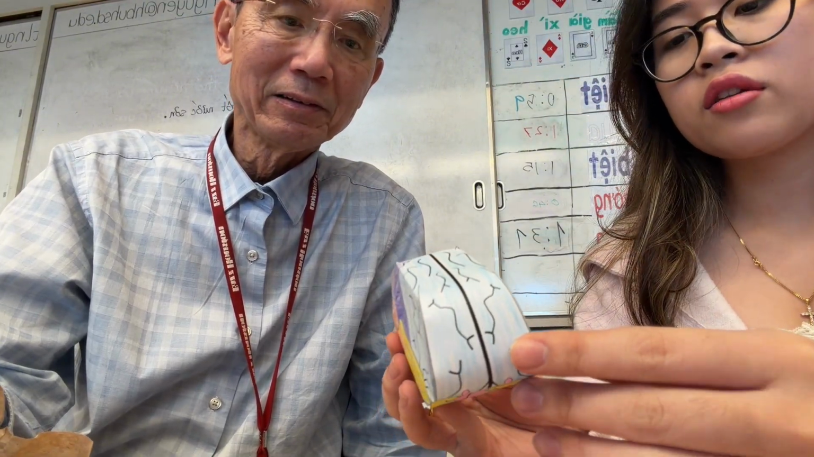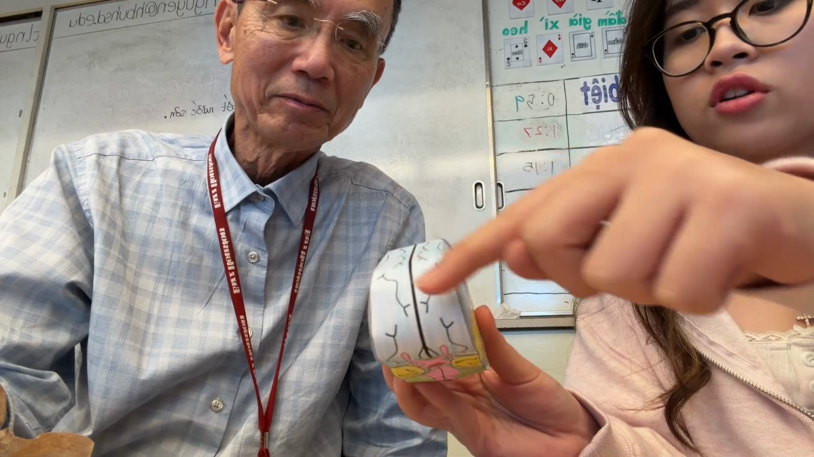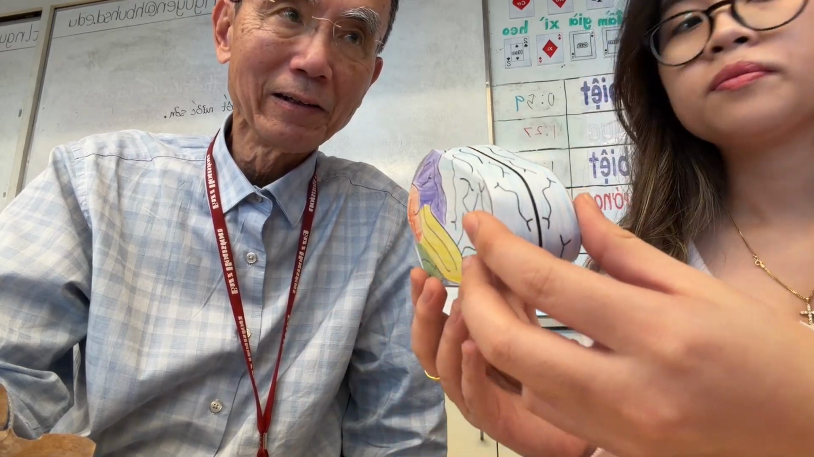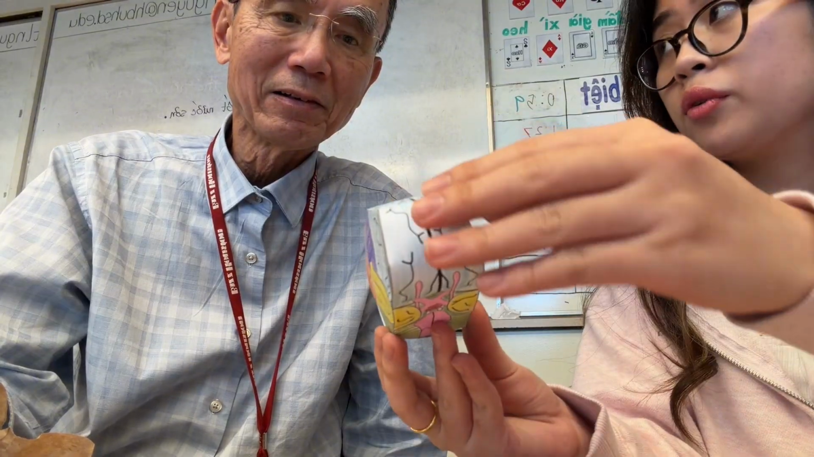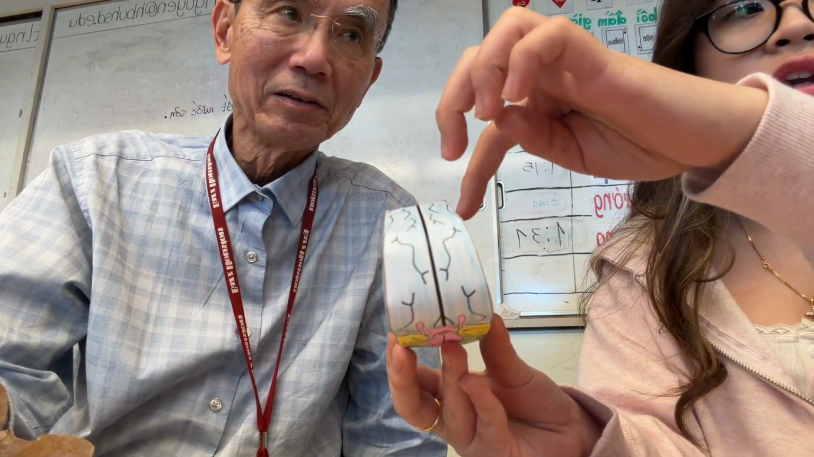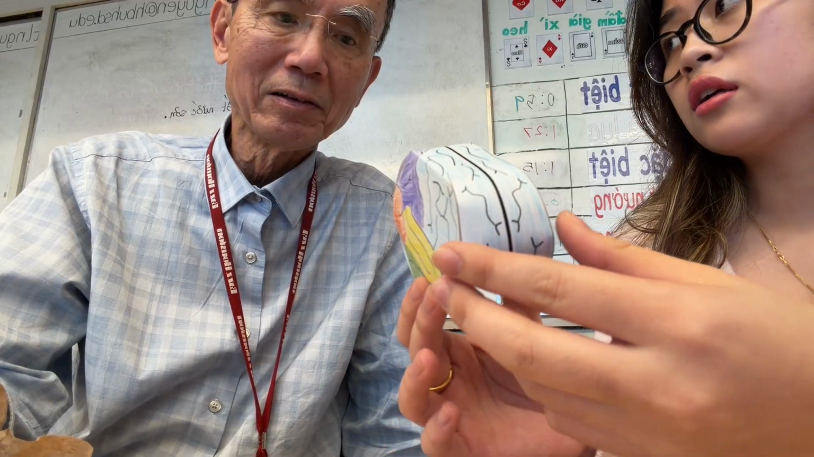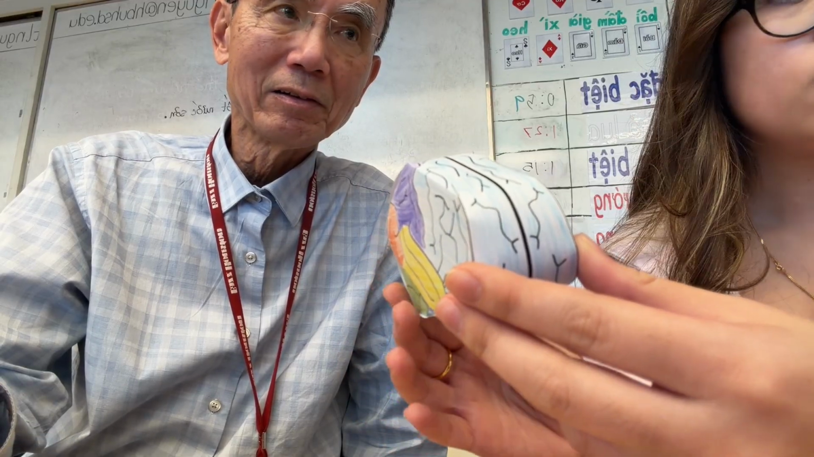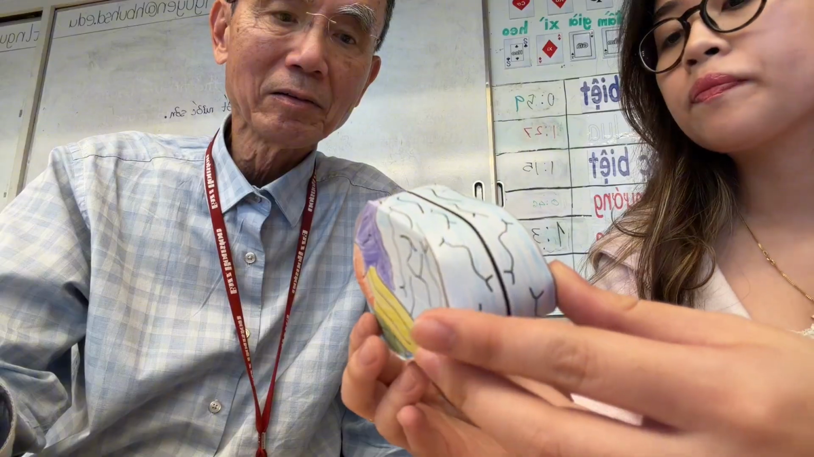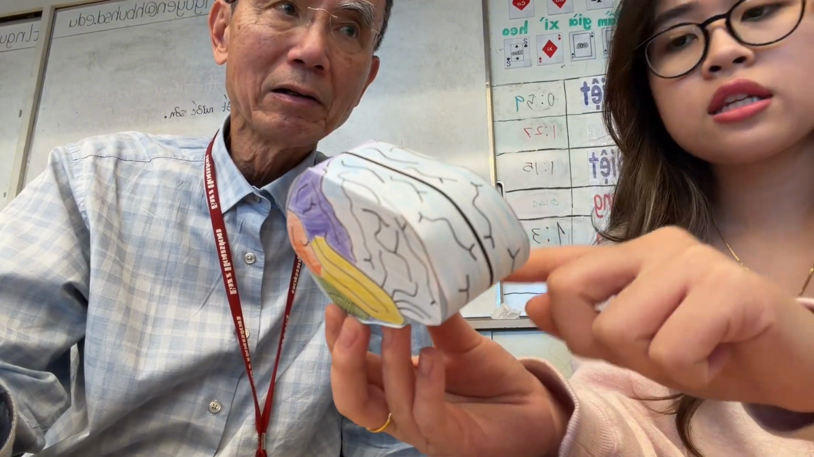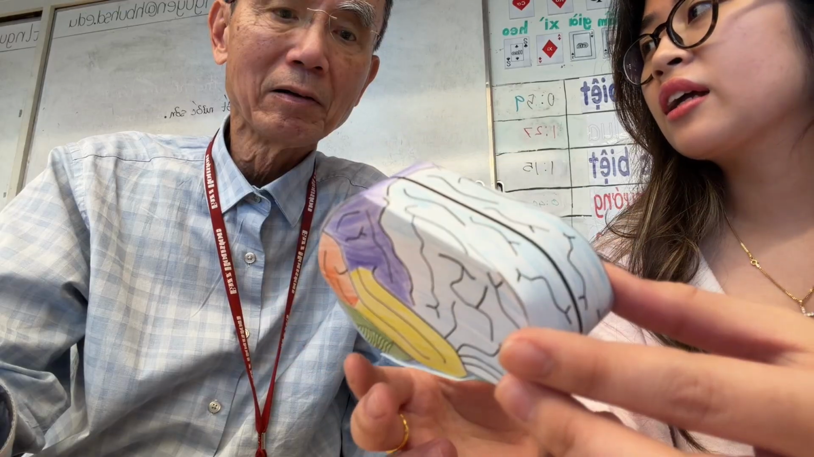The brain is also divided into four lobes. This is the frontal lobe, this is the occipital, this is the parietal, and the two sides are the temporal. The frontal lobe controls our movement, and the parietal, this part right here, processes sensory information. The temporal is responsible for hearing, and the occipital lobe processes visual information.